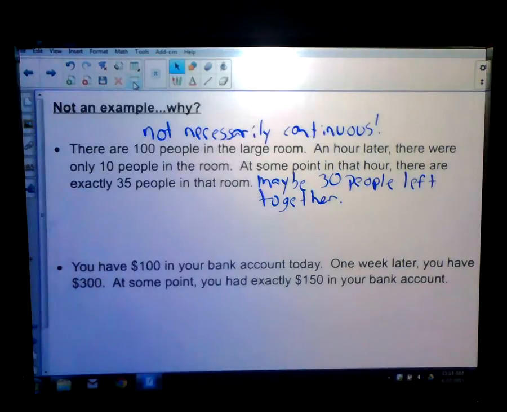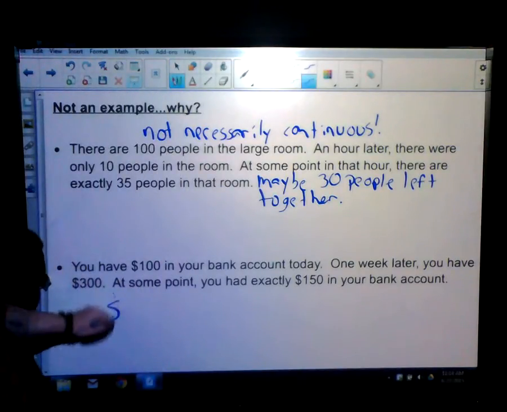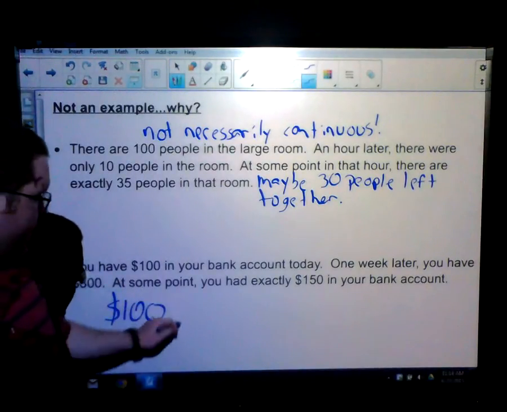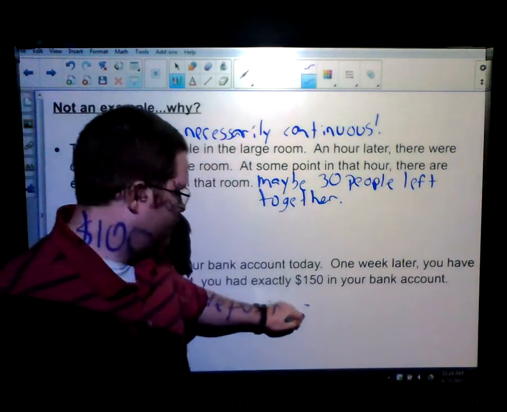You have $100 in your bank account today. 1 week later, you have $300. At some point, you have exactly $250 in your bank account. Again, not necessarily true. Maybe you had $100 in there, and then you deposited $200.